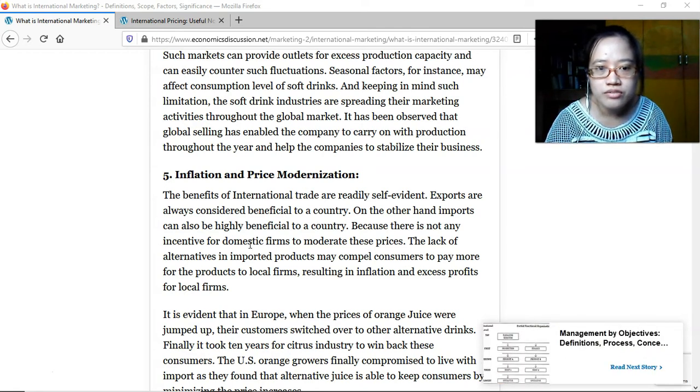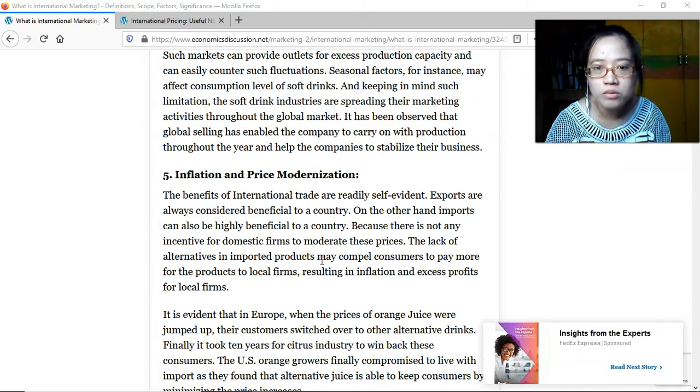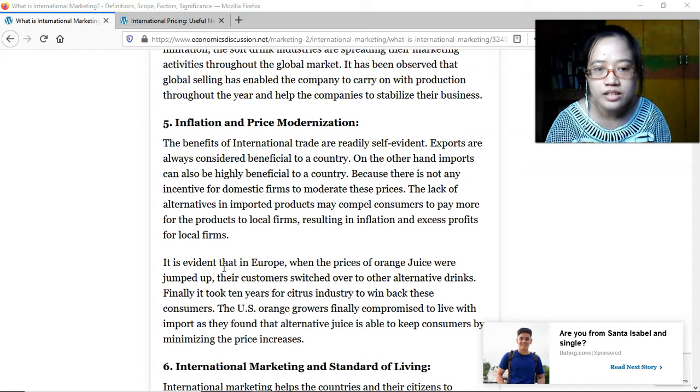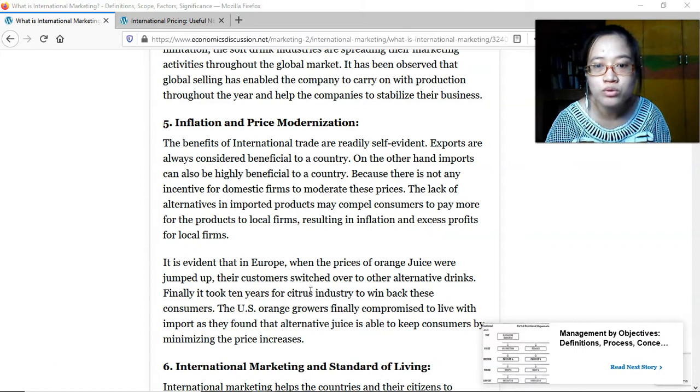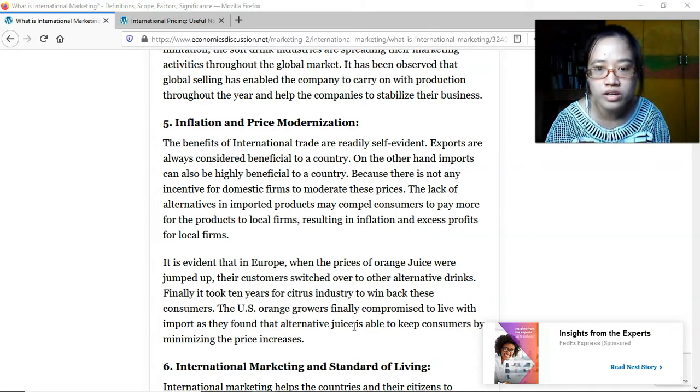There is not any incentive for domestic firms to moderate these prices. The lack of alternatives in imported products may compel consumers to pay more to local firms, resulting in inflation and excess profits for local firms. Okay? It is evident that in Europe, when the prices of orange juice jumped up, customers switched over to other alternative drinks. Finally, it took 10 years for the citrus industry to win back these consumers. The U.S. orange growers finally compromised to live with imports as they found that alternative juice is able to keep consumers by minimizing the price increases. Okay.